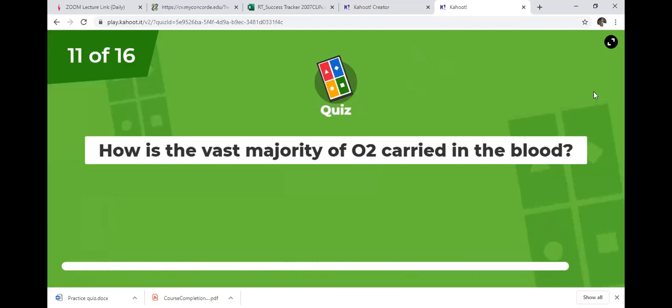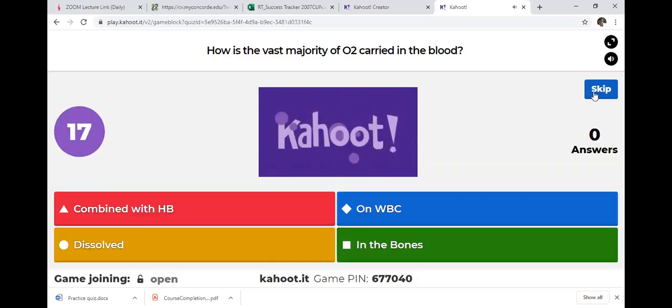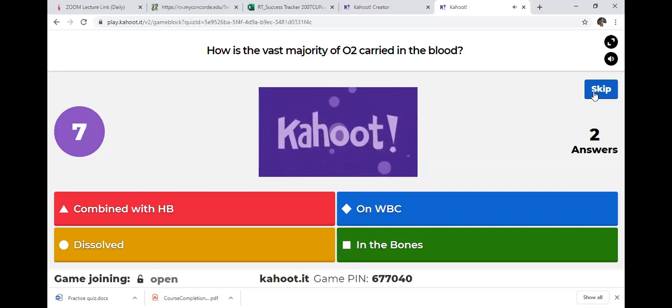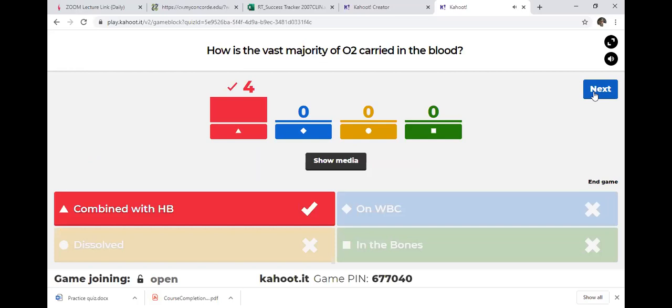How is the vast majority of oxygen carried in the blood? Good. 4 people said hemoglobin. Excellent. Oxygen is carried 2 ways, either combined to the hemoglobin or dissolved in the plasma. And the majority of it is combined to the hemoglobin.